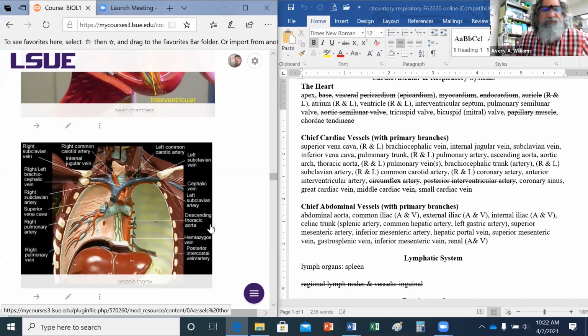I didn't label these. But if Mr. Williams would have labeled it, I would have never included this word, descending, because that's redundant in my book.